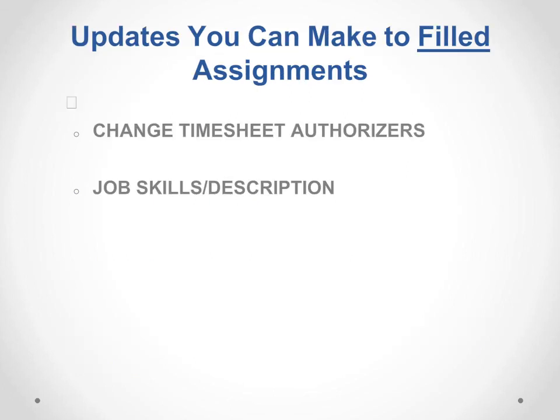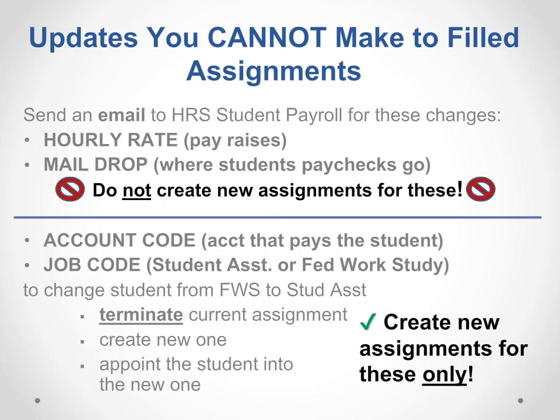Updates you can make to filled assignments. You can change timesheet authorizers, and the job skills and description fields. Updates you cannot make to filled assignments. You must send an email to HRS Student Payroll for changes in hourly rate, for pay raises, and mail drop, which is where students' paychecks go. Please do not create new assignments for these. For changes to the account code, which is the account that pays the student, or the job code, you must terminate the current assignment, create a new assignment, and then appoint the student into the new assignment.